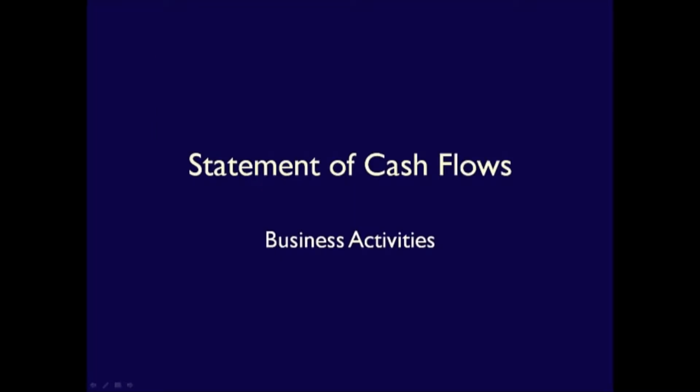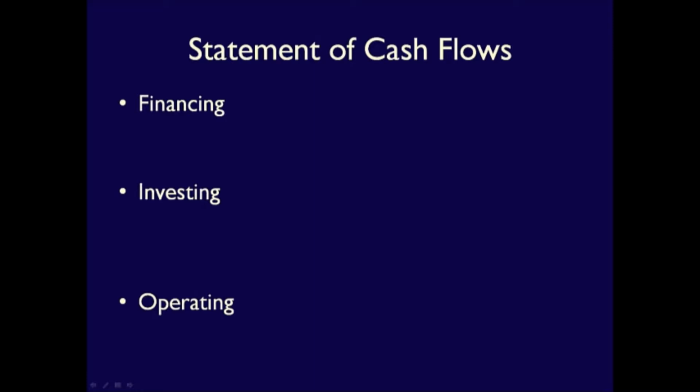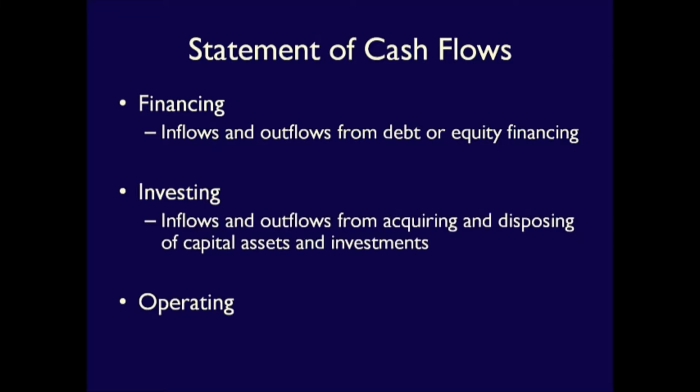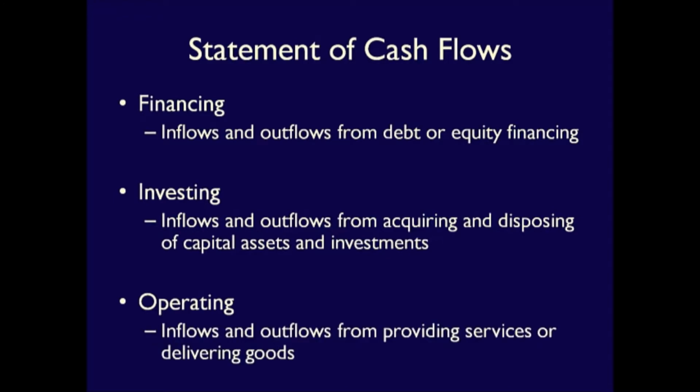The statement of cash flows is divided into three activities: operating, investing, and financing. Descriptions of each of these activities have already been covered in a previous video, but let's just review them quickly. Financing is activities that fund a company, either through debt or equity. Investing is activities that result from buying and selling property, plant, and equipment, intangibles, or investments. Operating is the activities that a company does every day, selling or delivering goods or services. To obtain an in-depth understanding of these activities, please see my video on business activities.